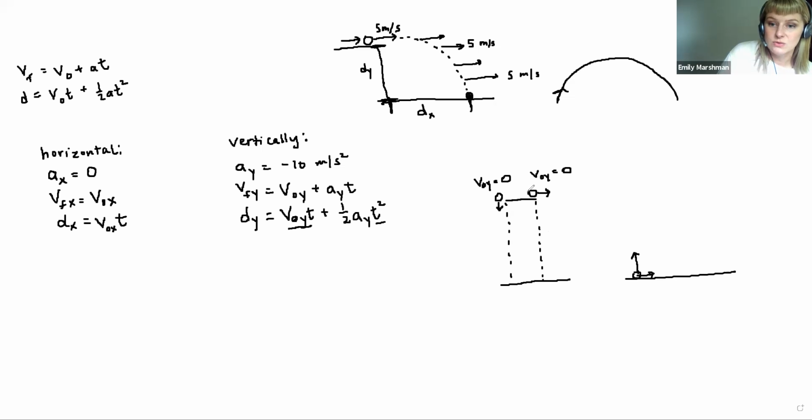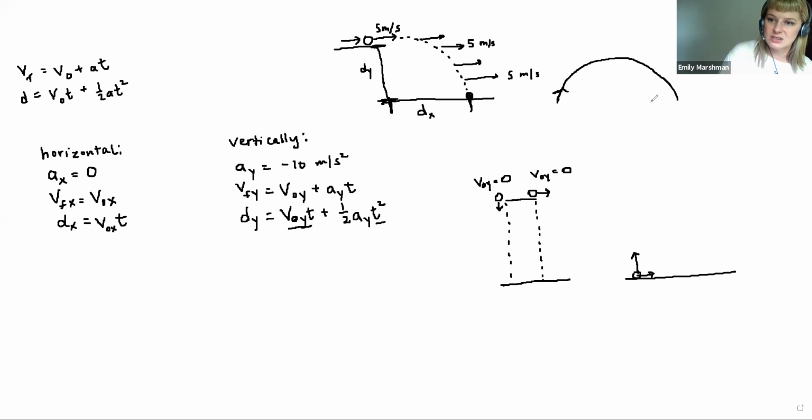So if you shot one of these out and dropped the other one at the same exact time, you would see that they would hit the ground at the same exact time. Google it. It's true. There's some YouTube videos that show this, and it's wild. Okay? So that's another thing to think about.